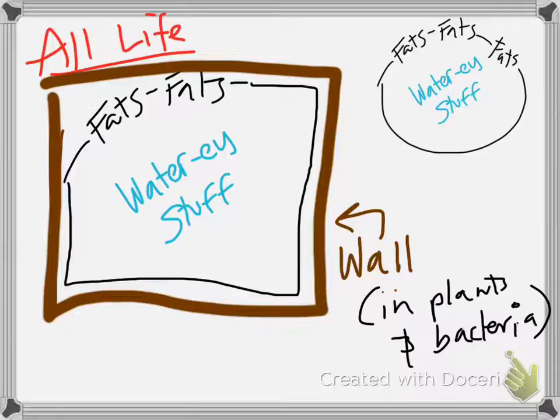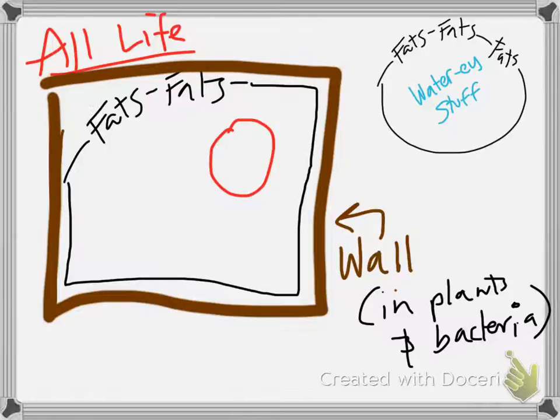So, all living things except for bacteria also have a nucleus. So I'm going to get rid of my watery stuff here. They have a structure called a nucleus. What? Nucleus. N-U-C-L-E-U-S. Oh, everything except bacteria also has a nucleus in its cells.